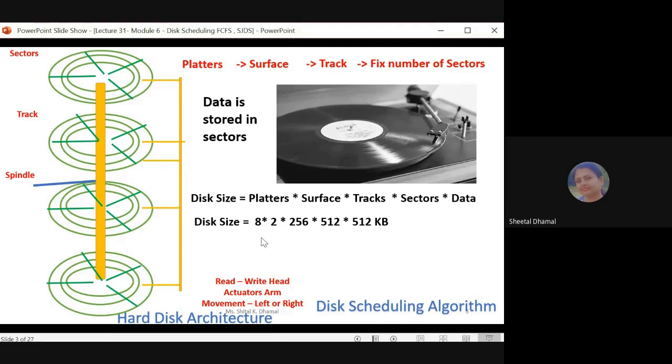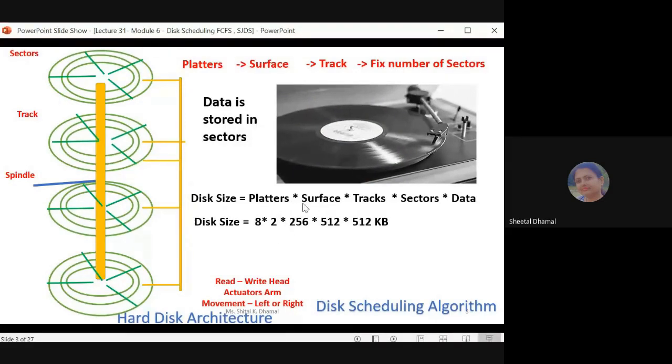Let us consider that it is given in the question that 8 platters are there, meaning 8 circular rings. Many times in the exam it is asked that the number of platters is 8, but data is saved only on the upper surface or only on the lower surface. Such a question can be asked. So if it is given that data is saved on the upper surface and you have to find the disk size, then you have to take the value of the surface as 1. But if it is given that data is saved on the upper surface as well as on the lower surface, then we will take the value of the surface as 2.